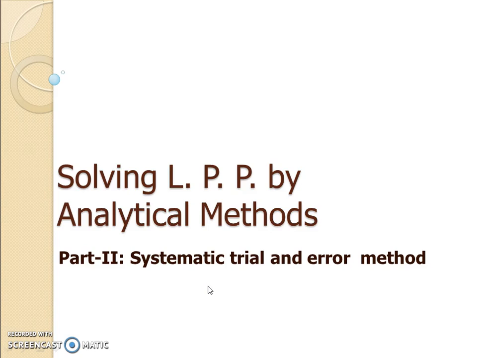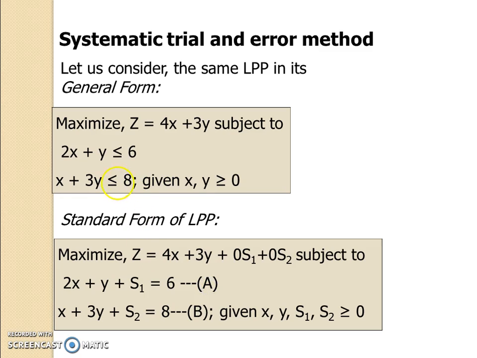Systematic trial and error method aims at minimizing the number of trials and ensuring better outcomes in succeeding trials until the optimal solution is obtained. Let us consider the same LPP dealt with in the earlier video. This is its general form, and we convert it to standard form by addition of the slack variables as seen earlier.